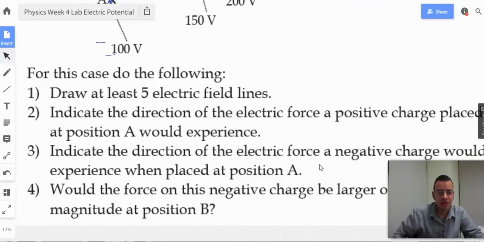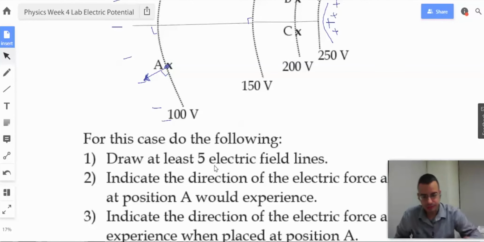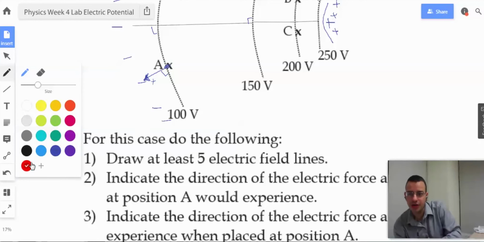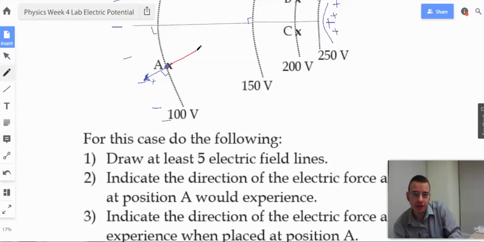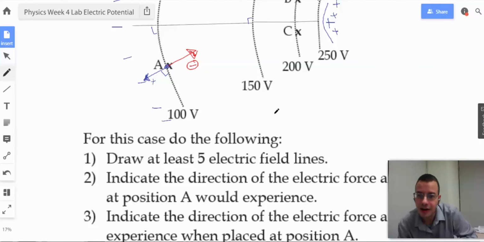Indicate the direction of electric force a negative charge would feel placed at position A. I'm going to call this one positive. I'm going to go to red, just to change it up, and call this one negative.